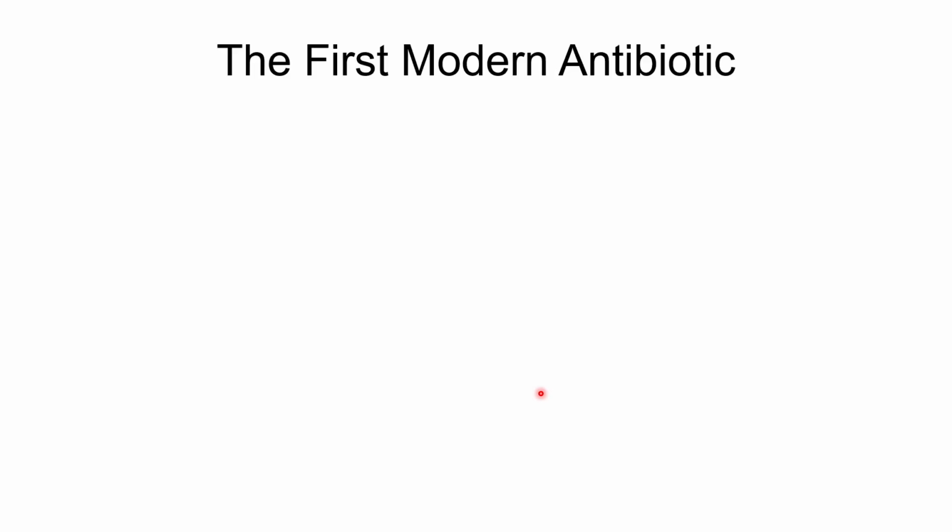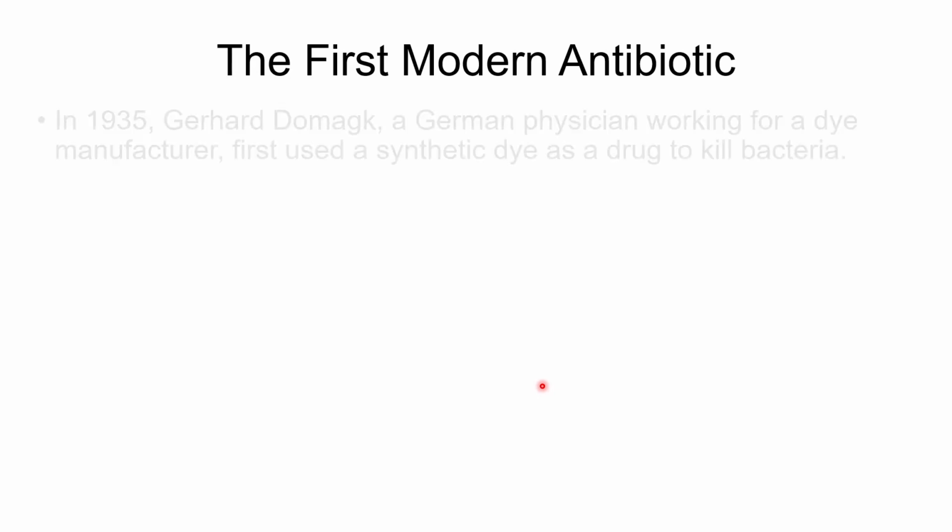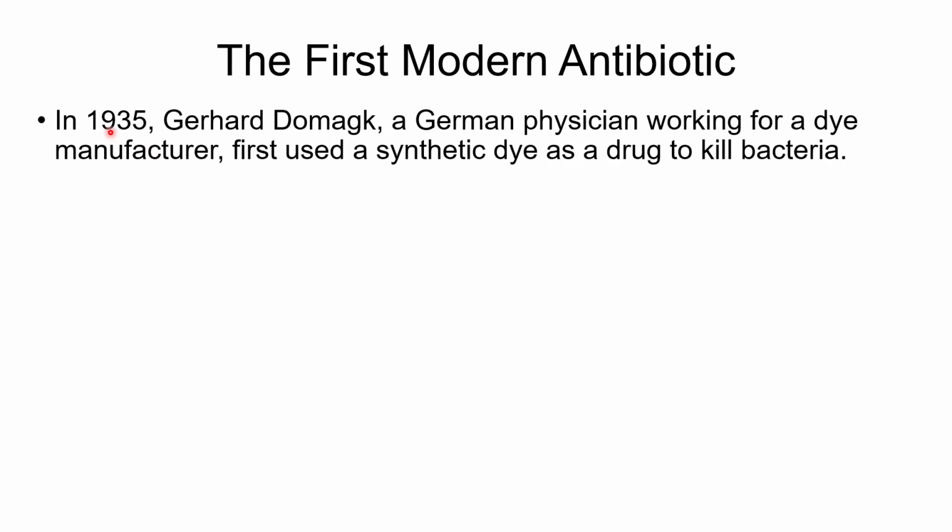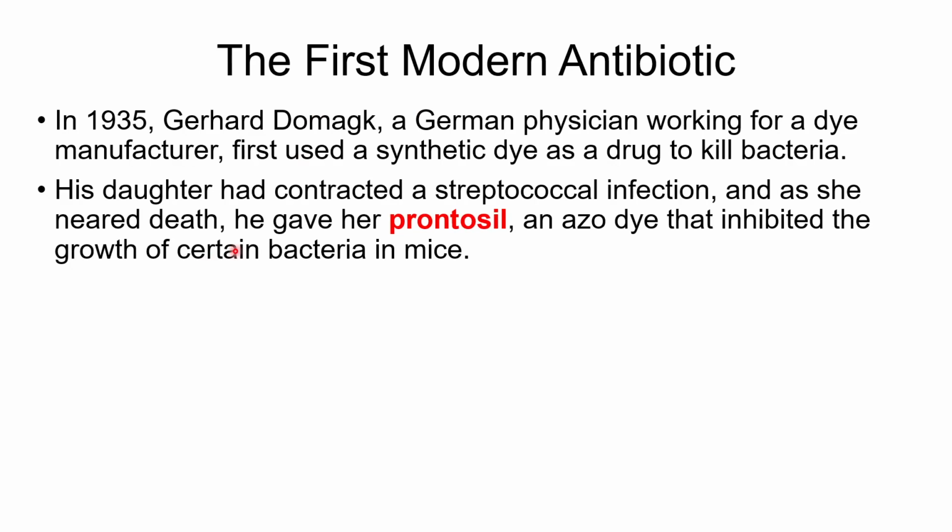Right. Now, kind of on a side path, and this was one of those serendipitous things as well. It was sort of accidental. In 1935, there was the invention of the first synthetic antibiotic. And so a German chemist, or a German physician, had a daughter who was sick, and he gave his daughter Prontosil, which was an Azo dye.